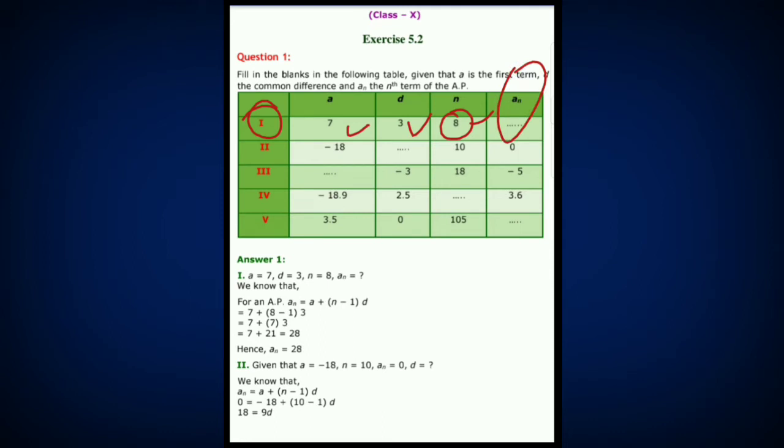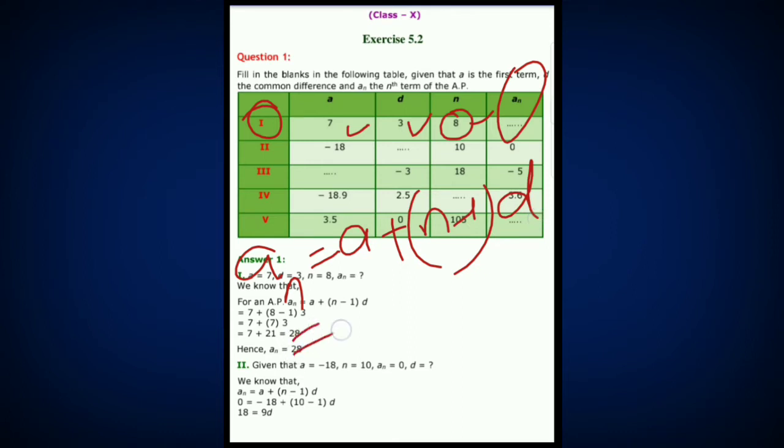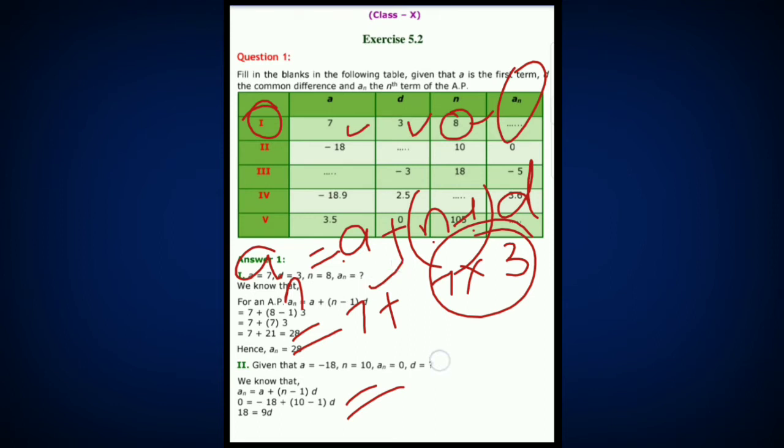That is very simple. We will put in the formula. AN is A plus n minus 1 times D. What is the value of A? That is, students, 7. N is 8, so 8 minus 1 is 7, into D. D is 3. Now you tell me, 7 times 3 is 21. 21 plus 7 is 28. This is your answer. This will be your 8th term. Okay, students.